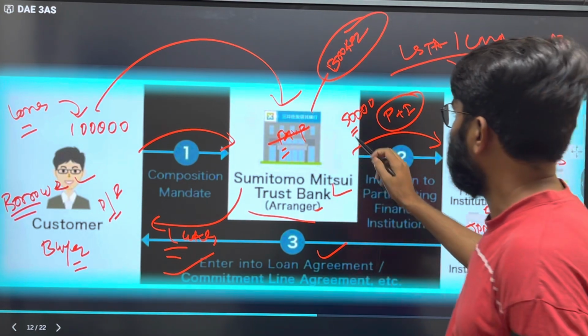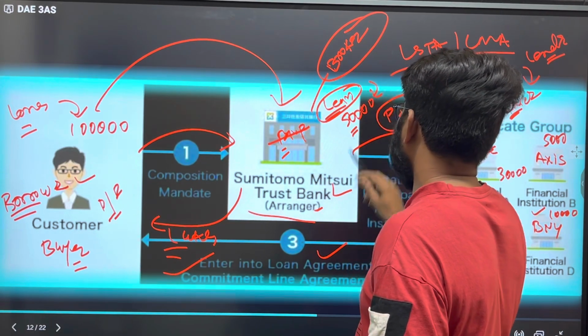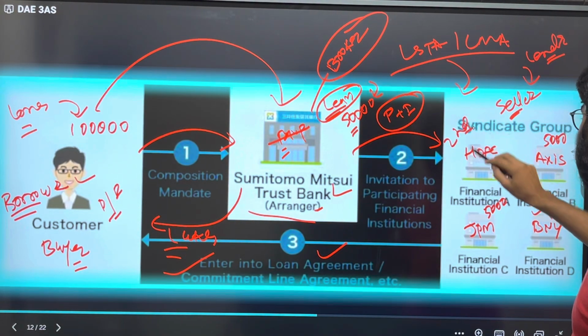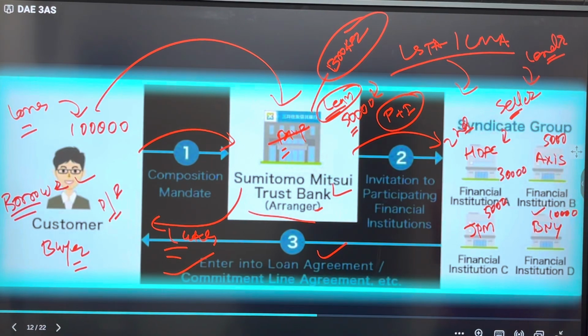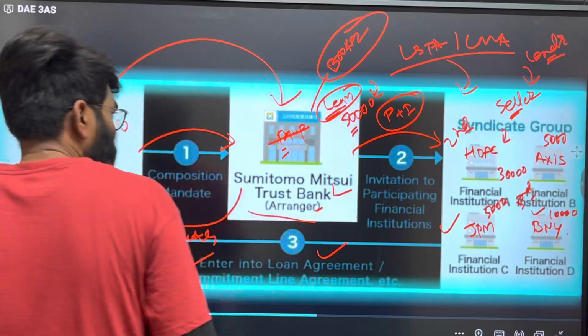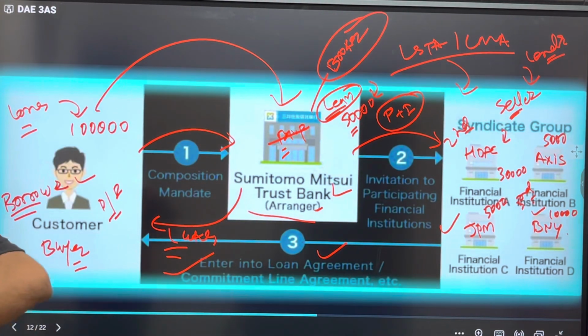So the first lien rights will go to Sumitomo Bank in case of a default event. The second right goes to HDFC Bank, and then the third to BNY. Fourth, since it's an equal contribution from JPM and Axis, it will go to both. So this is how, in the actual market, those loans work and are executed.